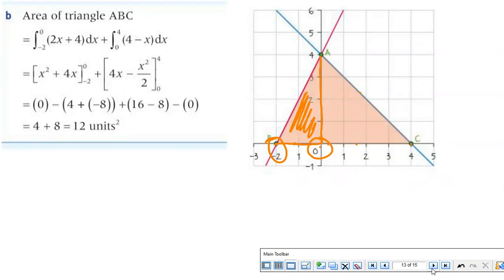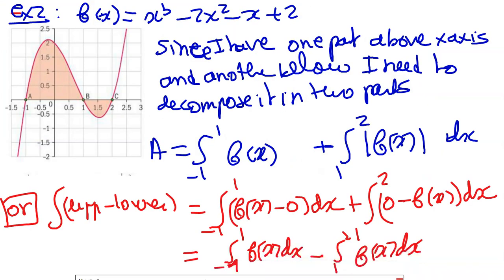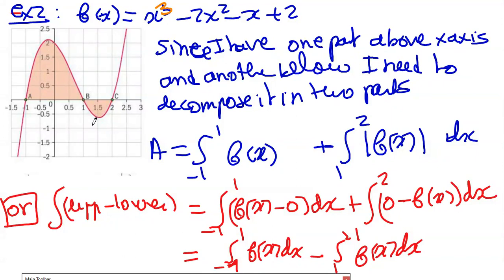then we will have the same answer. Let's say I have this figure here, and this one represents x cubed minus 2x squared minus x plus 2. And I need to find the area of the shaded part here in the figure. If you notice here, I have one part above the x-axis and one part below. So I need to cut it in two parts. So the area is going to be first between minus 1 and 1 plus the area between 1 and 2.